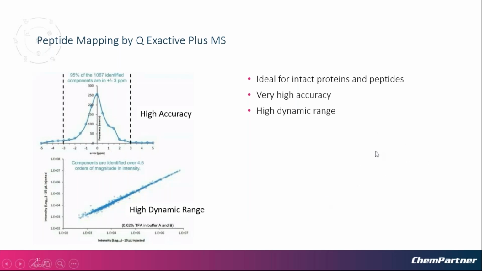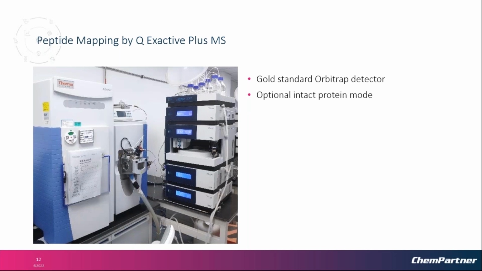We are using LC-MS to check the details of the information. Based on the figure in the left panel, this figure shows the ideal setup for intact proteins and peptides, which provides very high accuracy and high dynamic range. This is our LC-MS instrument. It has the gold standard Orbitrap detector to provide the optimal intact protein mode.